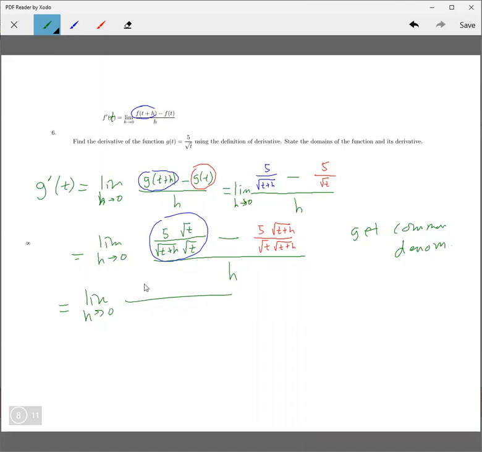And then after you do that, you can combine these two together. So you have 5 root t minus 5 root t plus h over h times the square root of t plus h times the square root of t. Like that. And, well, that didn't help much. So now what we're going to do is we're going to factor 5 out. Let me go ahead and do that right here.